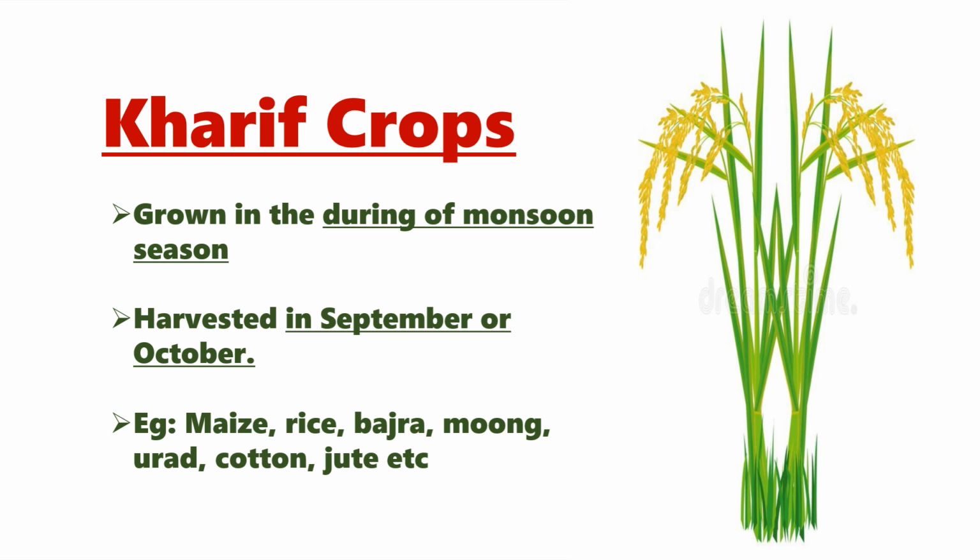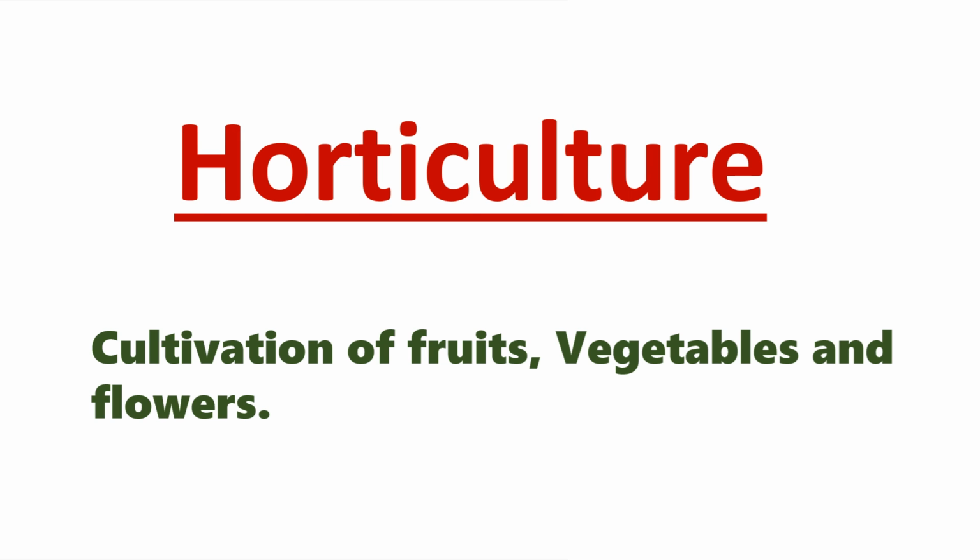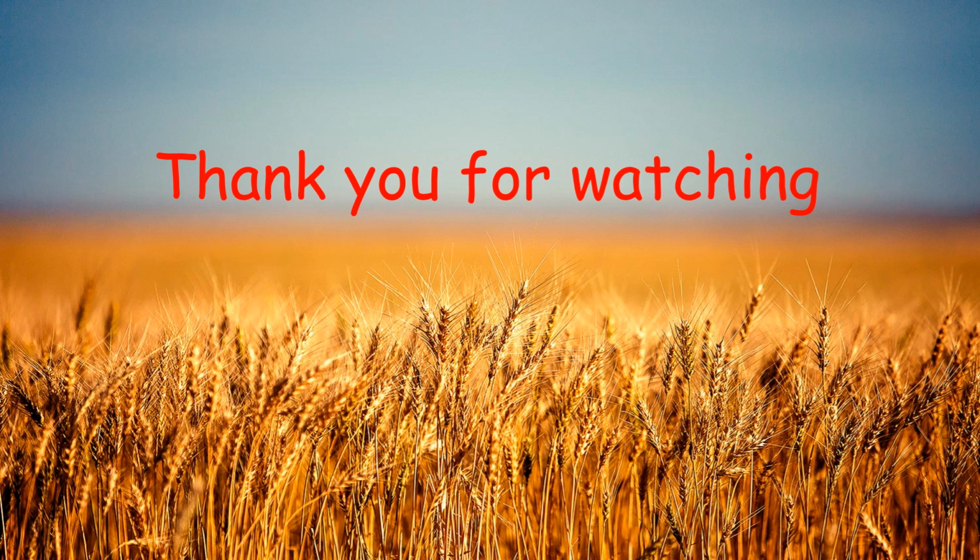Then Kharif crops are grown during, or you can say here it's a misprint, it should be grown during monsoon season. Then harvested in September or October, and these are the examples. Then Zaid crops are grown between Kharif and Rabi crops, from March to May. Examples: watermelon, muskmelon, cucumber, pumpkin. Then viticulture and horticulture.